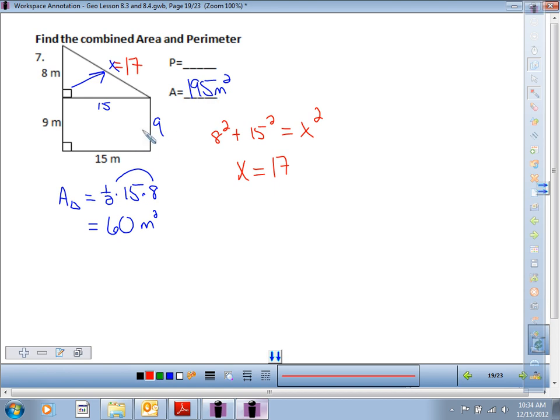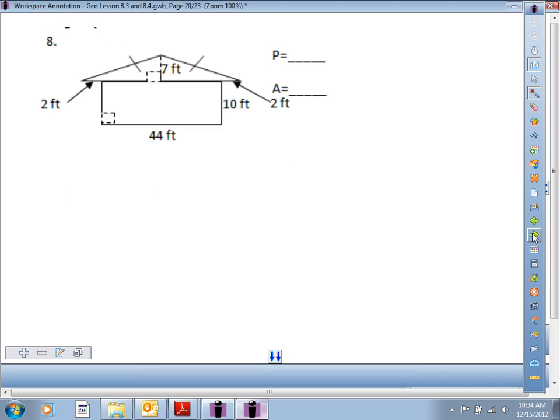So add them up. I'm going to start right up here. I'll go 17 plus 9, 26. 26 plus 15 is 41, 50, 58. So my perimeter is 58 as long as I added those up correctly. Alright, so that's how we do a compound figure. Same process, just find the areas and then add them up. But perimeter, just add up all the sides on the outside.